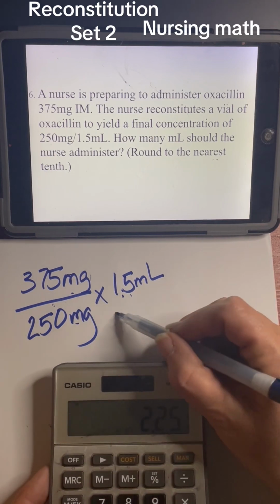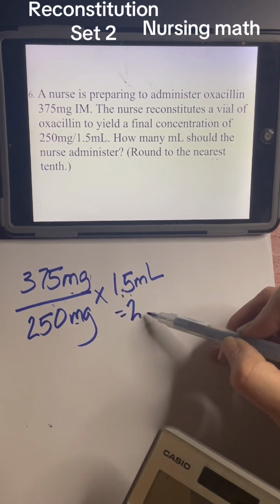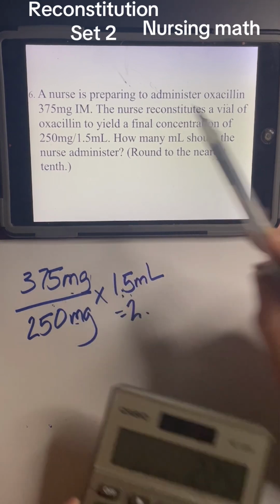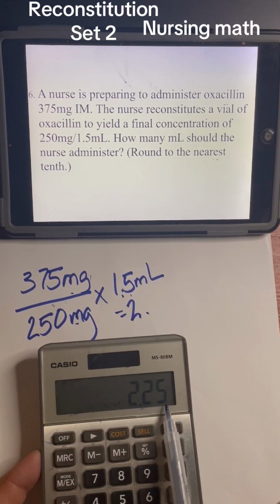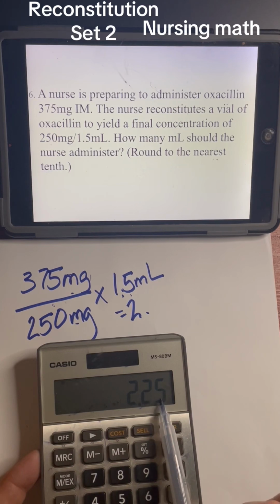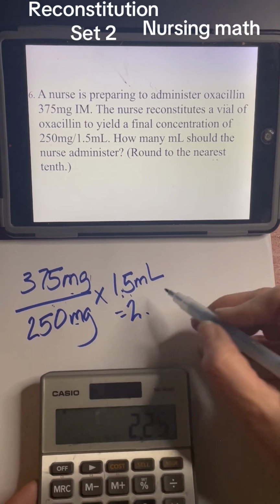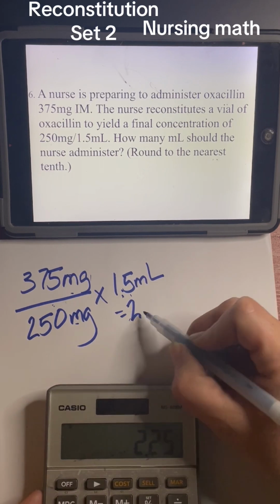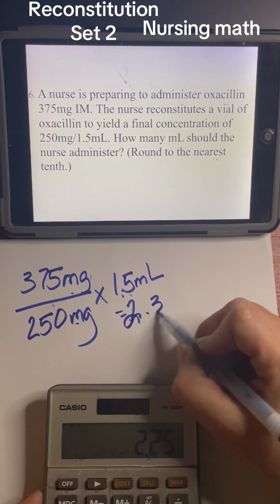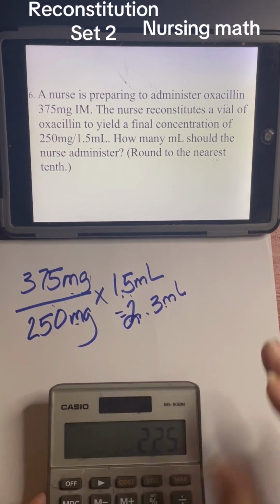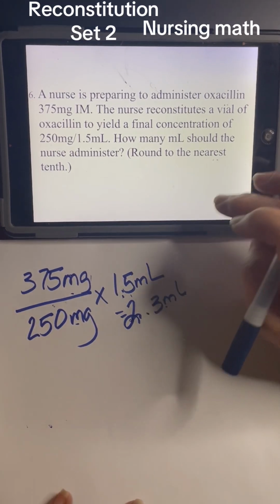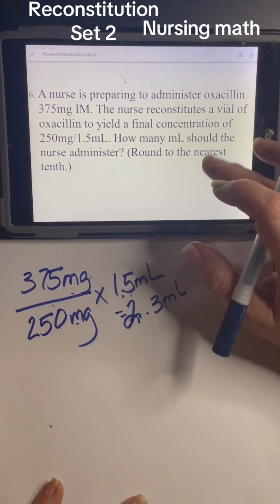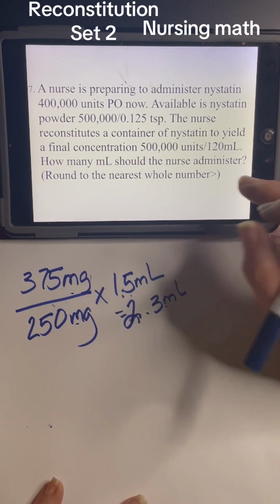And that's going to be 2 point, it says round to the nearest tenth. So the 5's in the 100th place, and because it's a 5, it'll make that 2 into a 3. So it's going to be 2.3 mLs is what you would give for number 6, that problem. Okay, look at this one.